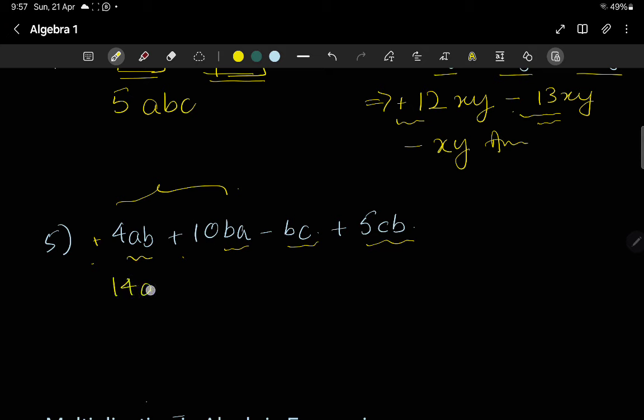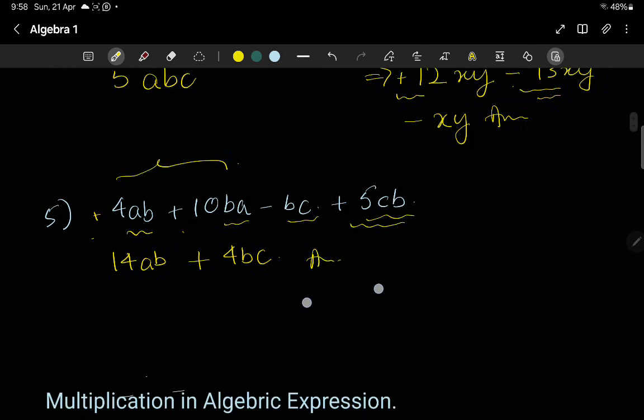10ab is 14ab. Then minus plus minus, but what is the greater value here? 5 is the greater value and it has a plus sign, so we will write a plus sign in the answer. So plus minus minus, 5 minus 1 is 4bc. Here the order is different but we can still solve them. So this is the final answer.